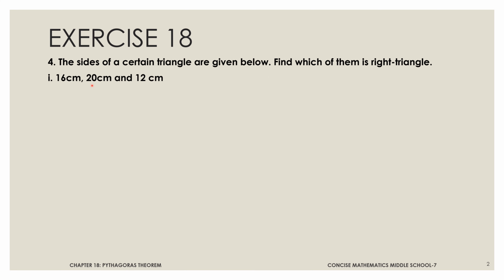Here they have given us three values, and these three values are the sides of the triangle: 16 centimeter, 20 centimeter and 12 centimeter. We have to find which of them is a right triangle. So how to find whether it is a right angle triangle or not is, let's assume a diagram.